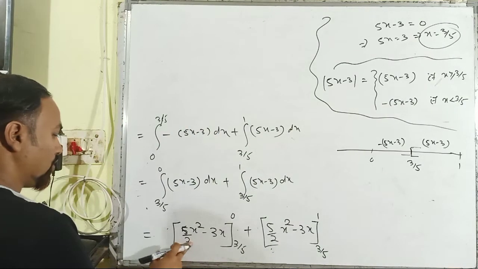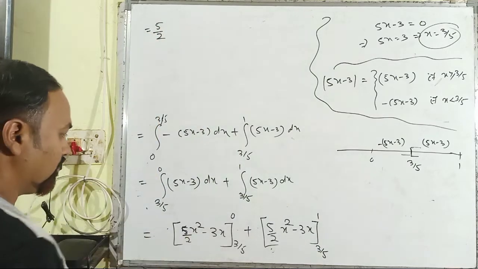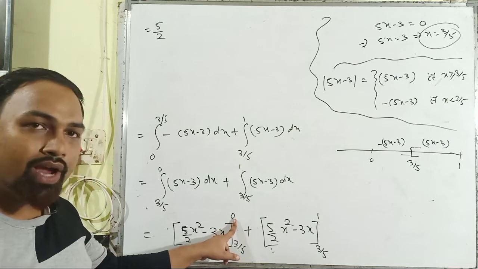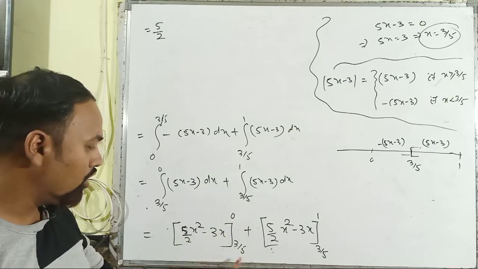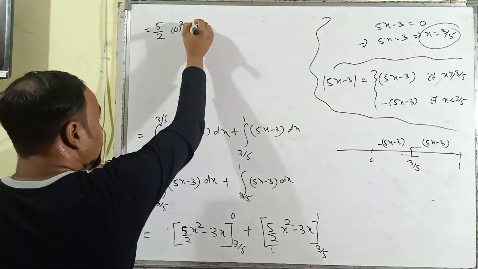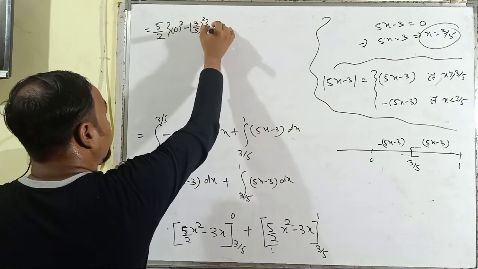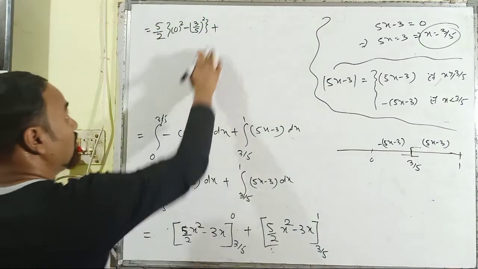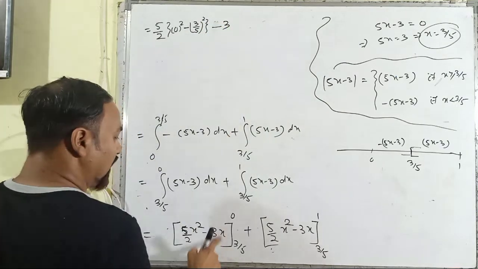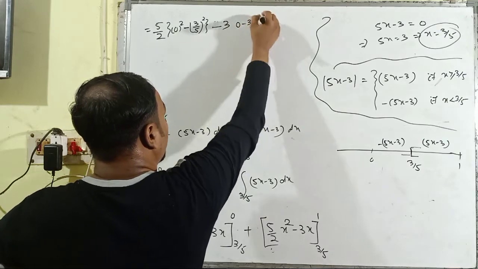So first of all, let us solve this part. It is 5 by 2. In place of x square, in place of x, first of all we have to put the upper limit minus the lower limit. That means it is 0 square minus whole square of 3 by 5, minus 3. Then in place of x, first of all we have to put 0 minus 3 by 5, upper limit minus lower limit.